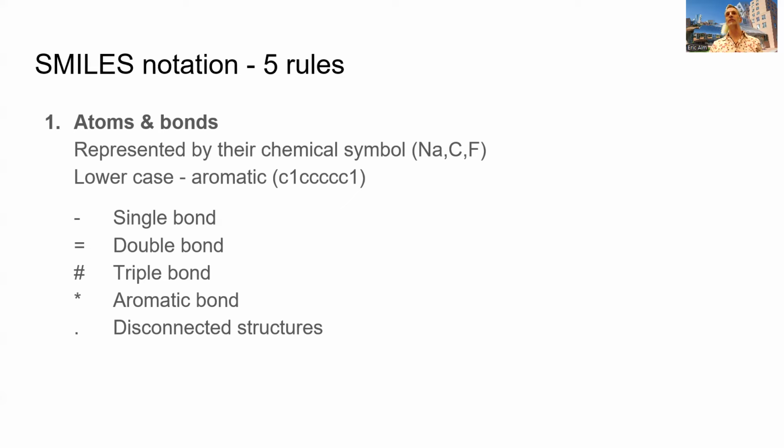A period is for two atoms that sort of go together. It could be an ion and its counter ion, like NaCl, and those are connected with a dot. The dot doesn't really mean anything. It just means these two atoms are logically connected, but they're not covalently connected.